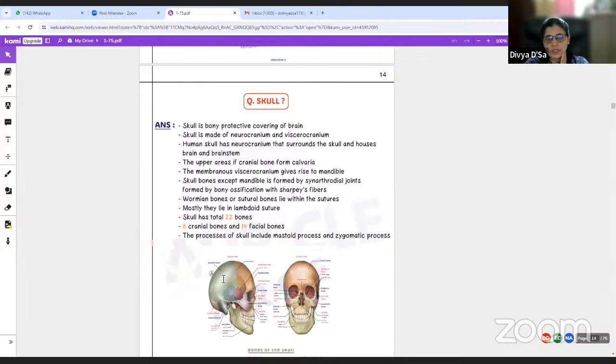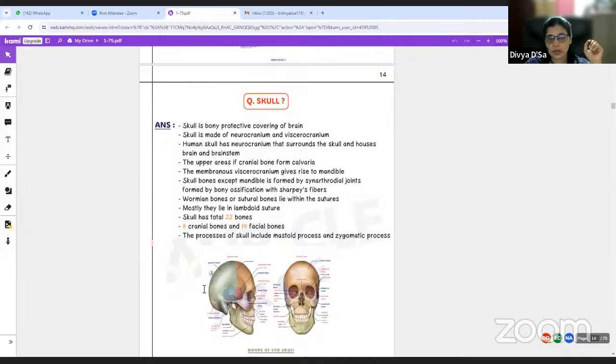So Wormian bones, sometimes what happens, separate extra bones will be seen. They are known as sutural bones, and they lie within the sutures, wherever there is a joint. So in that part, there will be Wormian bones. We need to be aware of Wormian bones because when an X-ray is taken, they can be mistaken for fractures.